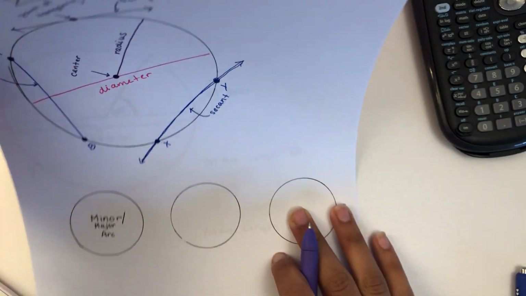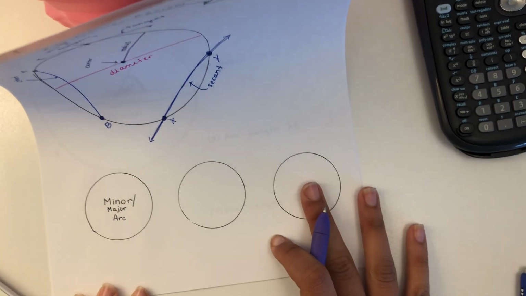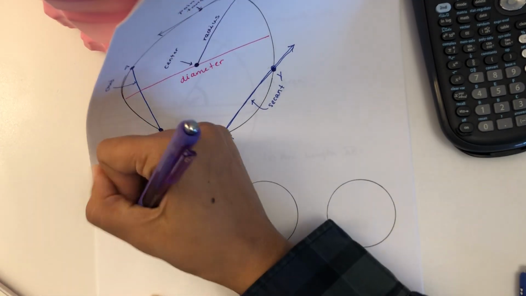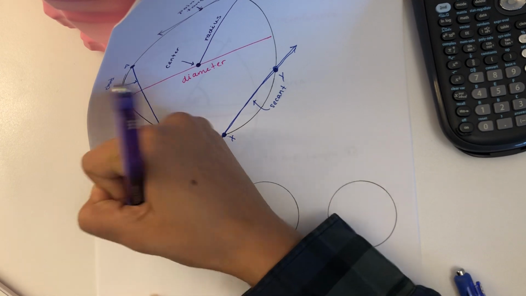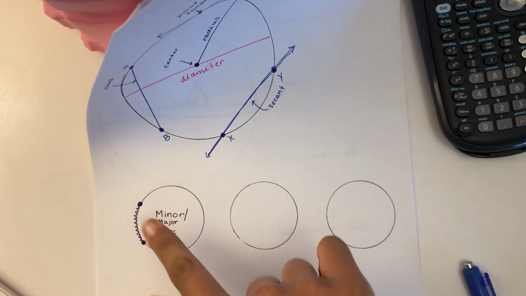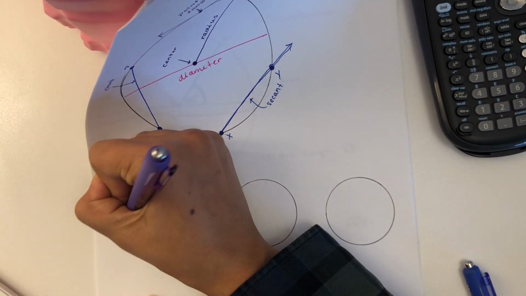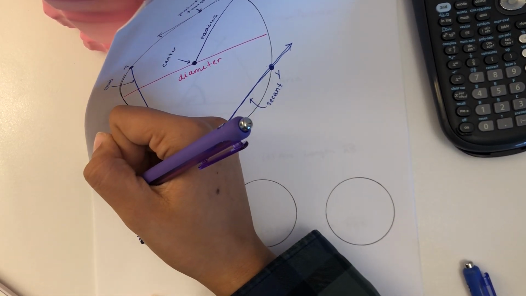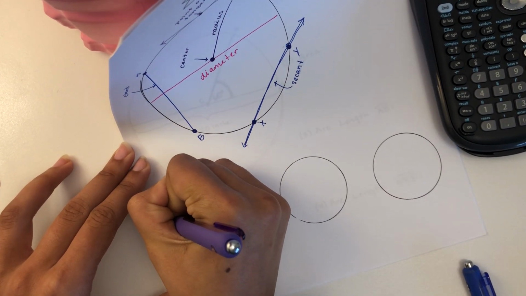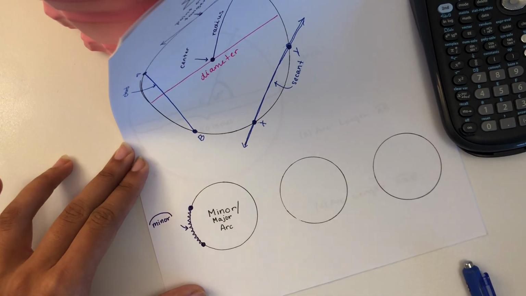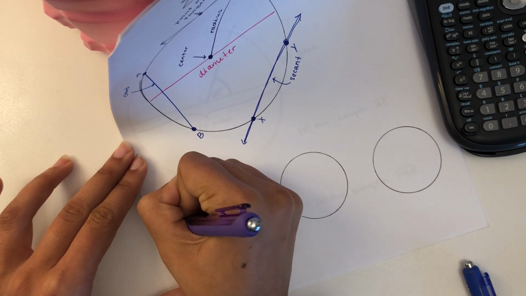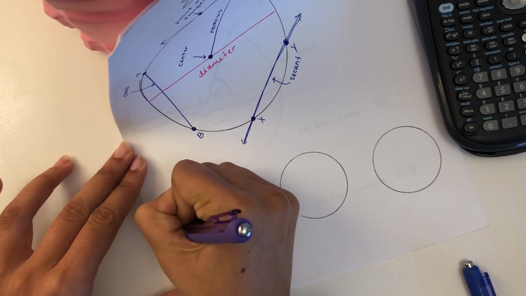All right, now we only have three more things to label. So minor arc and major arc. So I would like you to label it just like this in your notes. So this will be our minor arc, right? And if we remember back to minor arcs, minor, and you can put a little arc hat on it, means less than 180 degrees.